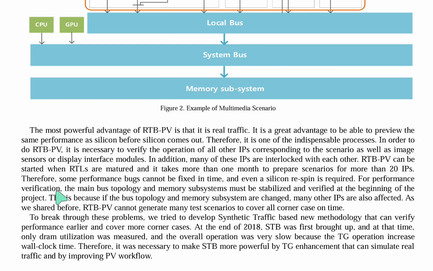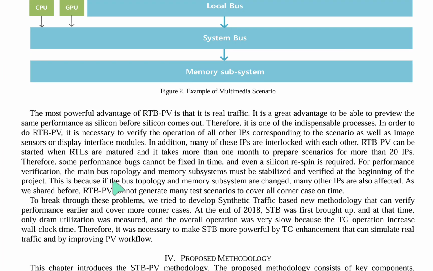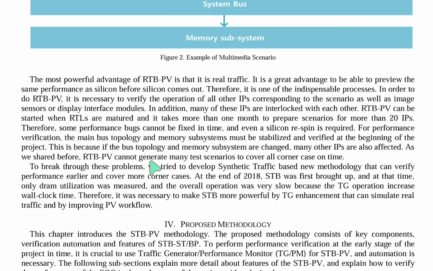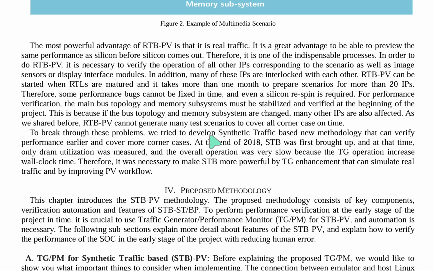For performance verification, main bus topology and memory subsystem must be stabilized and verified at the beginning of the project. This is because if the bus topology and memory subsystem are changed, many other IPs are also affected. As we shared before, RTB-PV cannot guarantee many test scenarios to cover all corner cases on time. So to break through these problems, we tried to develop a new synthetic traffic based methodology that verifies performance earlier and covers more corner cases.